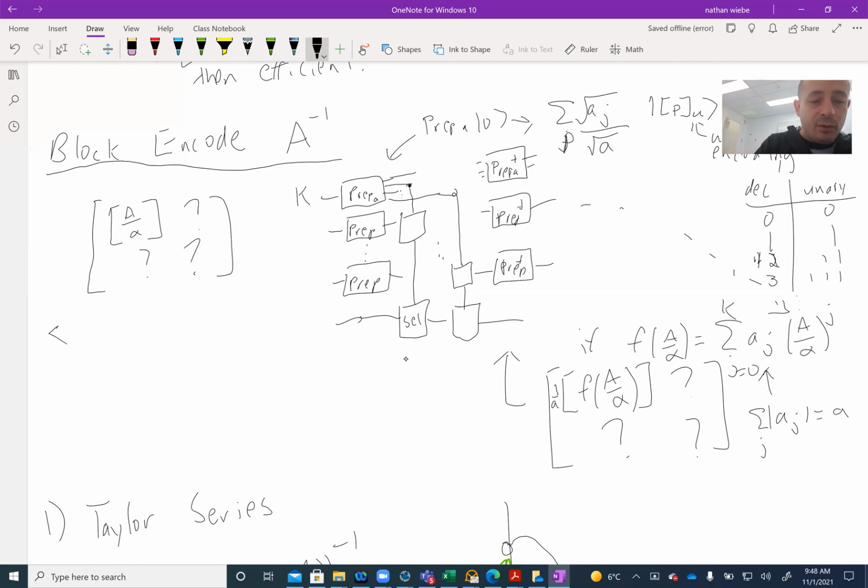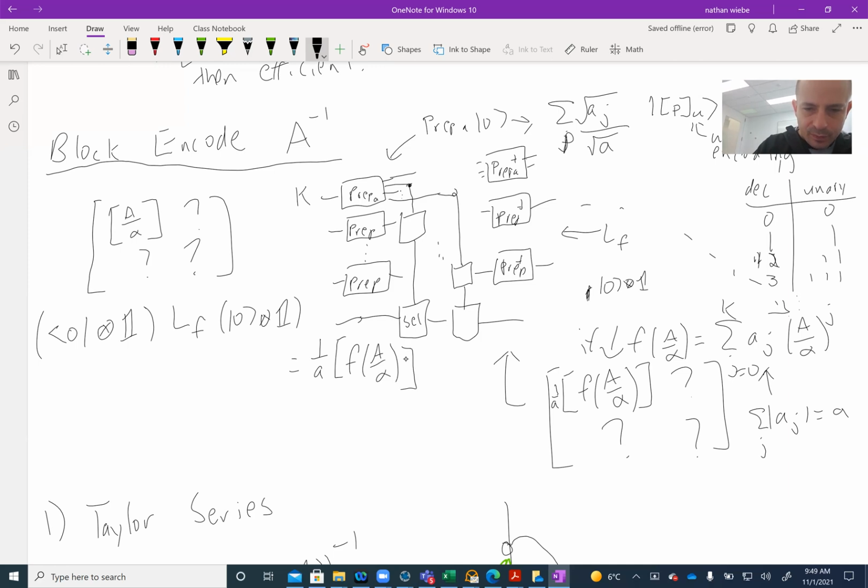And in particular, another way of writing this block encoding notation is that if we pick out the block and assume this block is flagged by 0 tensor I for success, and if this circuit is, let's call it LF, then we have that this projector onto this top block over here times LF multiplied by the projector on the input over here, this whole thing was equal to 1 over a f of a over alpha. Okay.